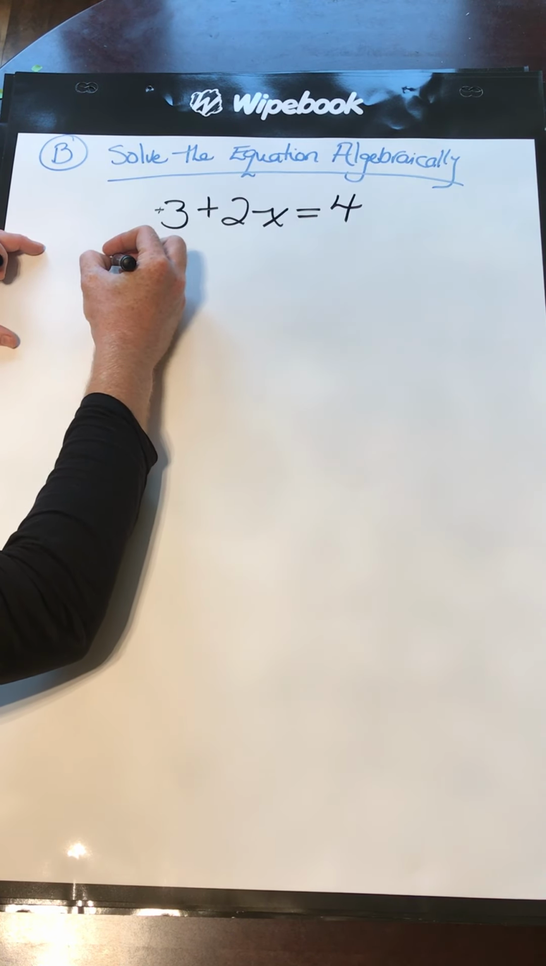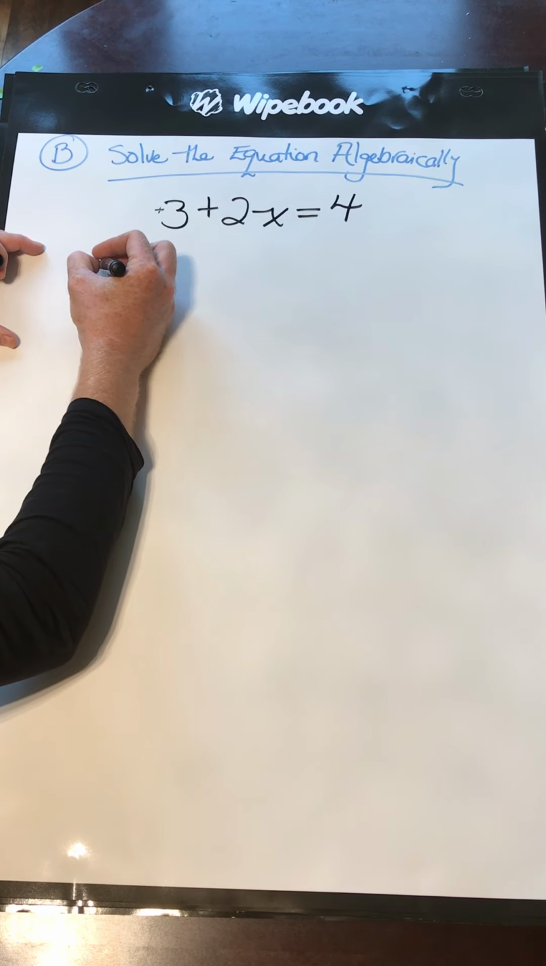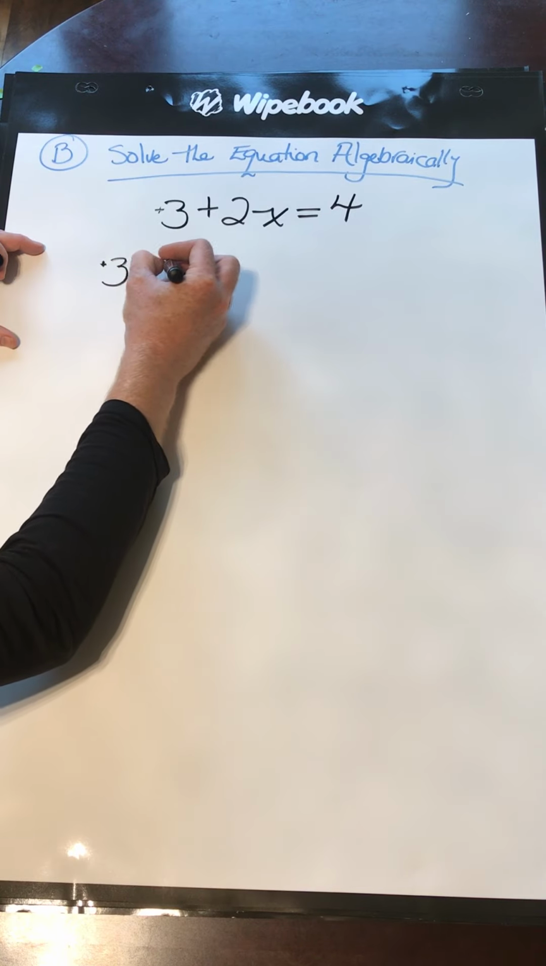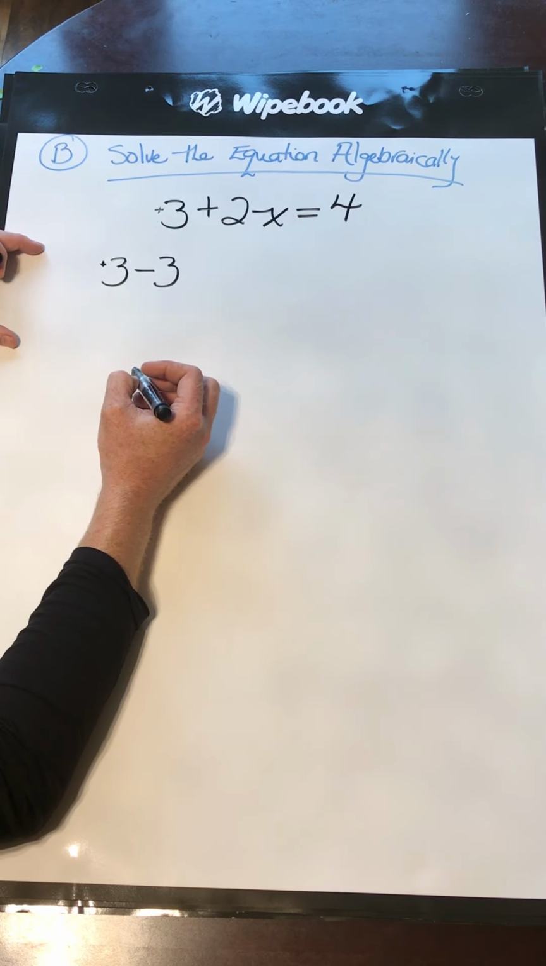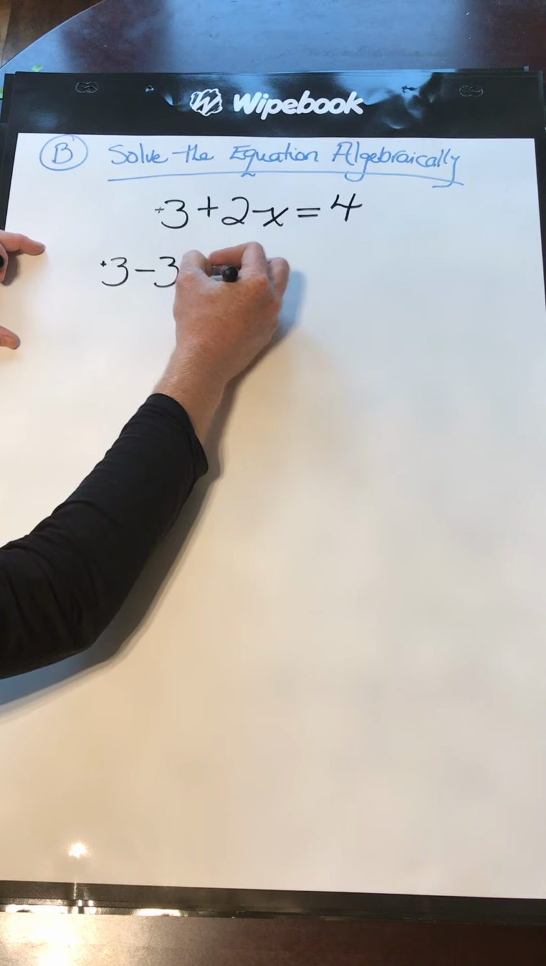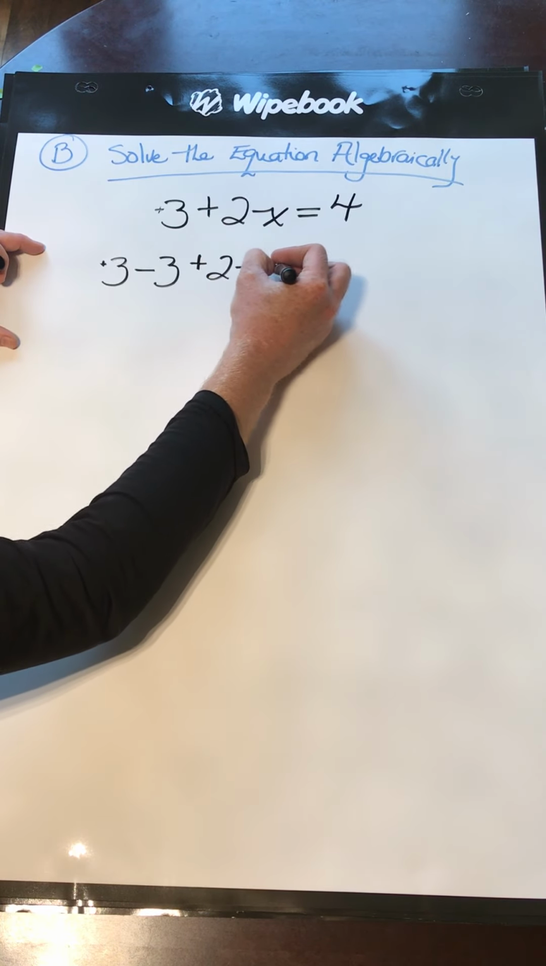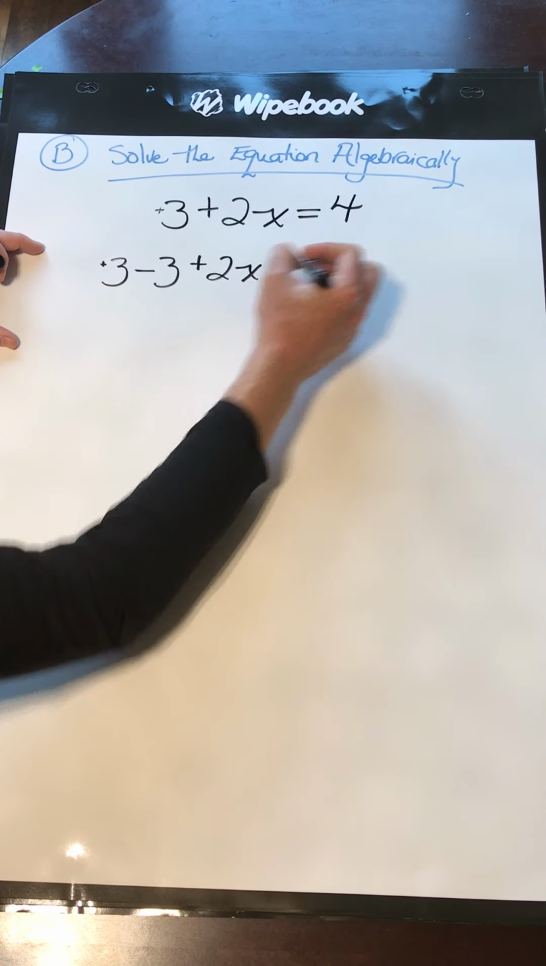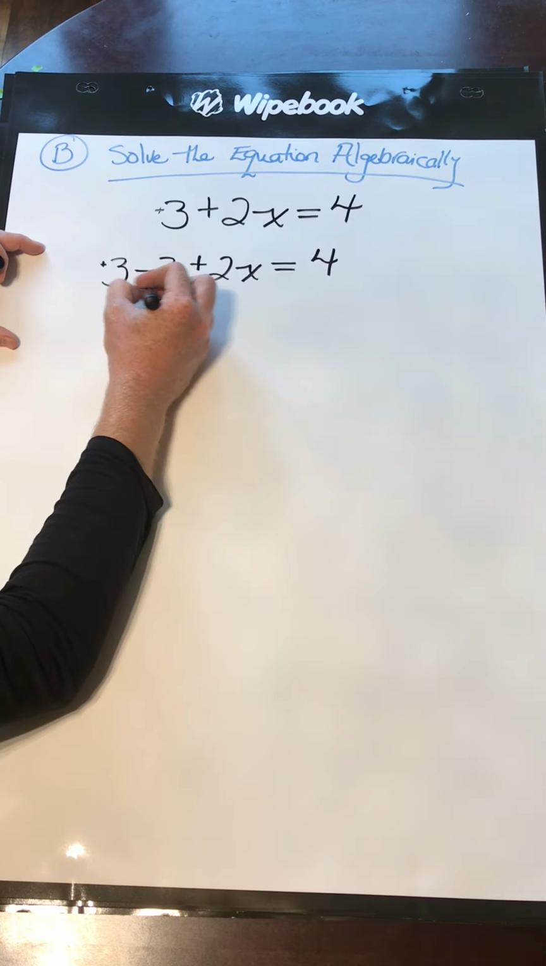So I'm going to go ahead and do that. So I have 3, and that's that little plus 3. I'm going to put minus 3, subtract 3, plus 2x is equal to 4. But whatever I do to one side, I must do to the other side. So I have to subtract 3 on this side to keep it balanced.